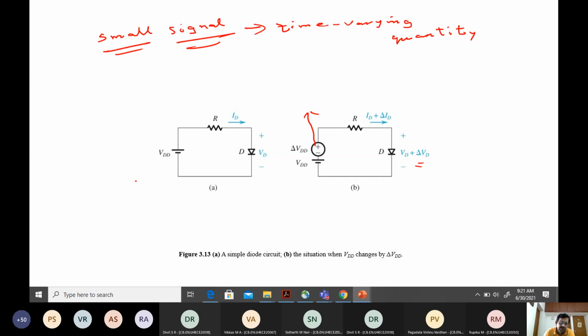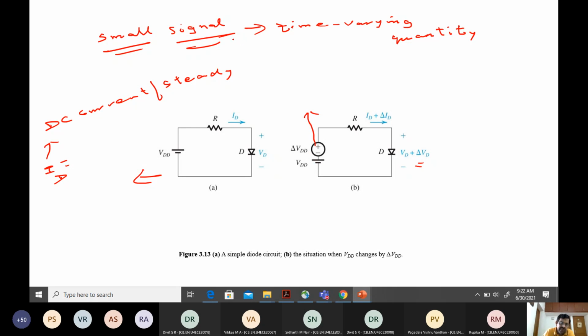So let me write for this circuit. We have already seen the exponential model, and we have gotten this equation for the current I that flows through: the steady state value, which is the DC current, plus the time varying quantity, which will be small. The signal can be anything. It can be a small sinusoidal signal superimposed on the DC source.